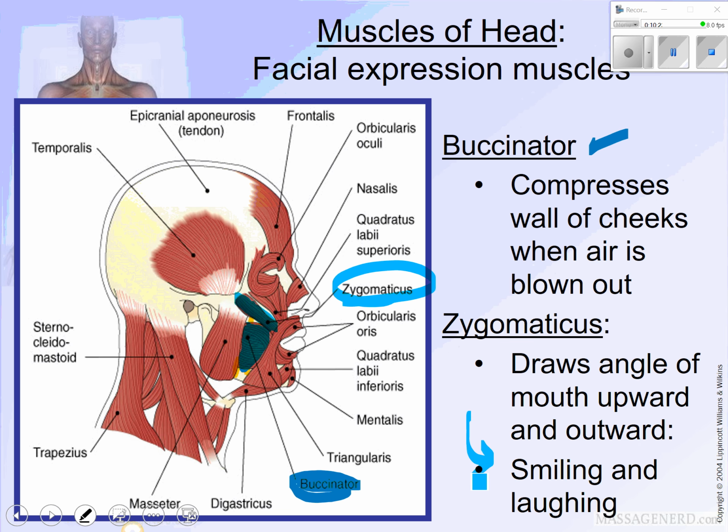Another thing to remember, buccinator. There's a term called buccal, B-U-C-C-A-L. Some people pronounce it buckle. It refers to the buccal space in the mouth. That's usually between the cheek and the gums, so specifically the cheek area. If that helps you to remember that one.